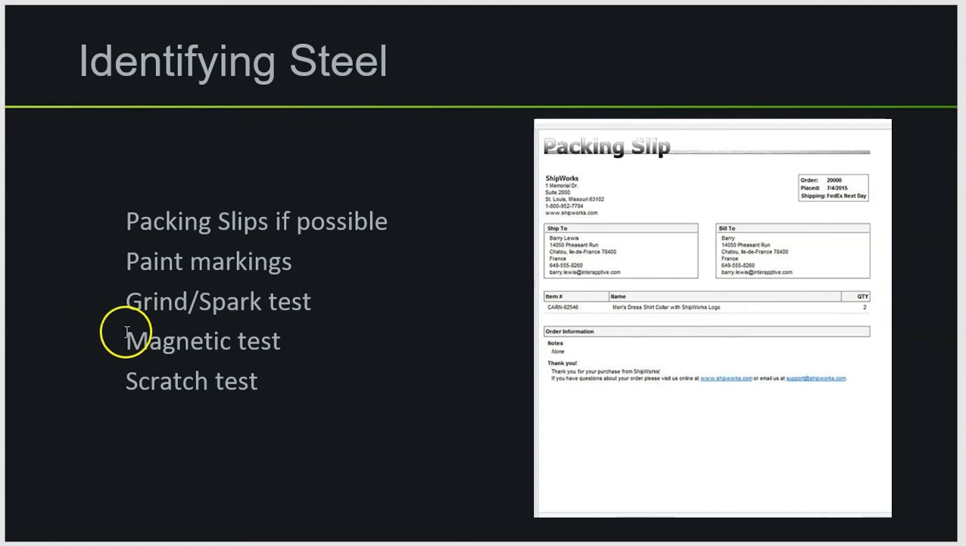We can use something called a grind spark test, where we take the metal and we take an angle grinder or a bench grinder and we grind the steel, or we grind the metal a little bit, and we look at the sparks. We look at the color, we look at how long they're shooting out, and that gives us a roundabout idea of what we're working on. Then there's the magnetic test, where we just take a magnet and we see if it sticks to the metal. And then there's also the scratch test.